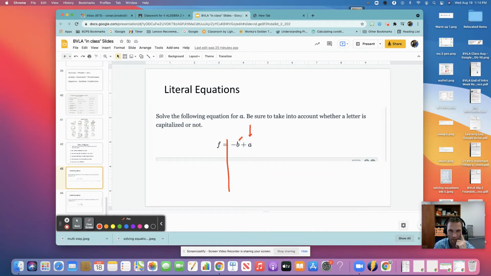So in this case, there's a negative b added to a. So the inverse of that would be to add b to cancel, okay? And then the rule is what you do on the right, you have to do on the left. So add b, okay? And then I'm just going to bring down the a.